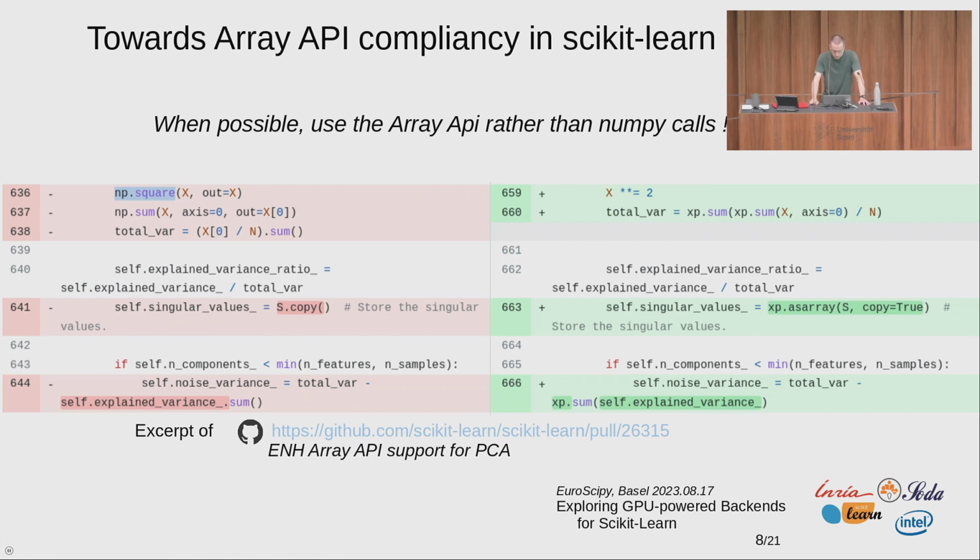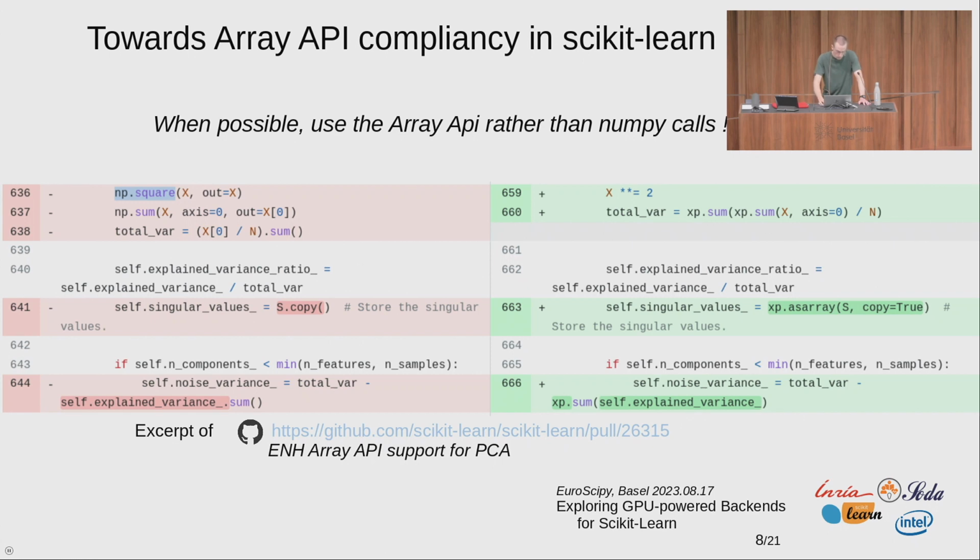So this is an example of how it has been done for the PCA estimator. The pull request has been merged already. I didn't contribute to it, I'm just telling the story. So on the left, all the NumPy calls for the PCA are replaced with array API compliant calls on the right. That, in particular, will make it work with, for instance, CuPy arrays or torch arrays that have been loaded on GPU. And the compute will also be dispatched on the GPU.